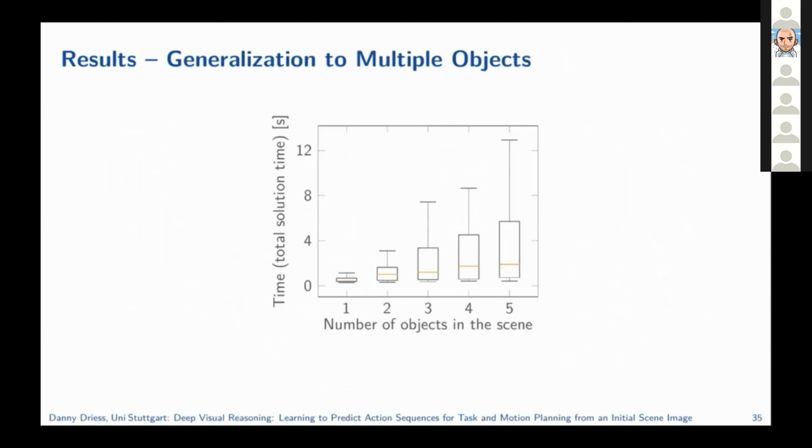Now this plot shows the total solution time over the number of objects in the scene. As a reminder, during training, only and exactly 2 objects are in the scene. Although the network inevitably makes some mistakes, the solution time barely increases for more objects, which I think is really cool.